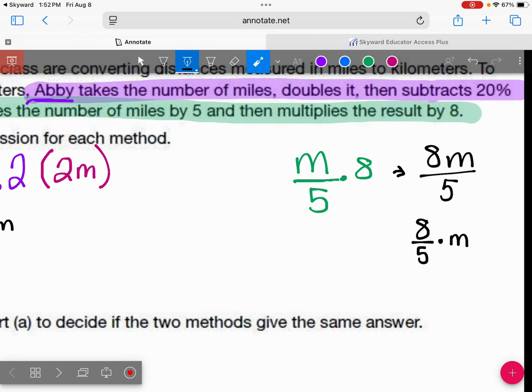And now it's starting to look a whole lot more like this thing, so we can compare them. What is 8/5 as a decimal? What is 8 divided by 5? That would be one we would want to type in a calculator. You can do it. 1.6m. So should they get the same answer? Yeah. They should always get the same answer.